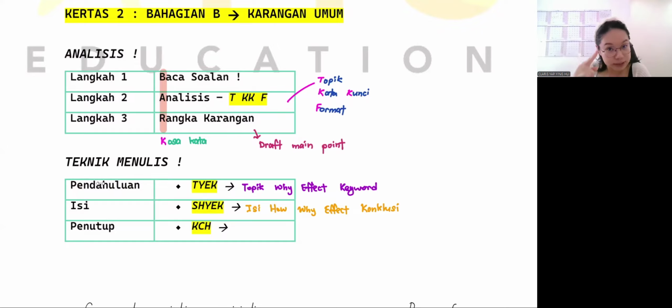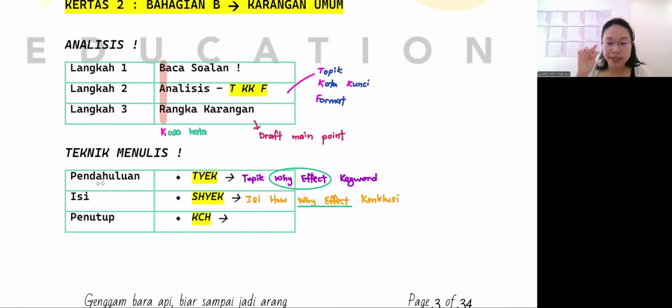So remember that. So can you see now, whenever we write an essay, what do we need? Why and effect. This is how you lengthen your essay. Okay, how you lengthen your essay. Then now next one.